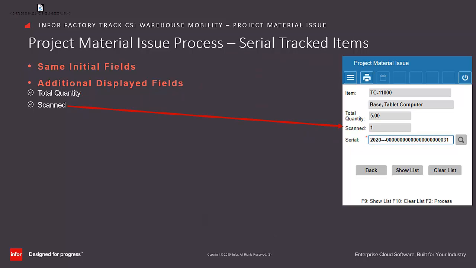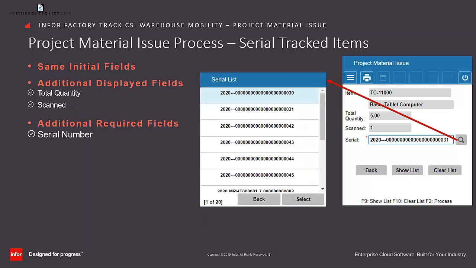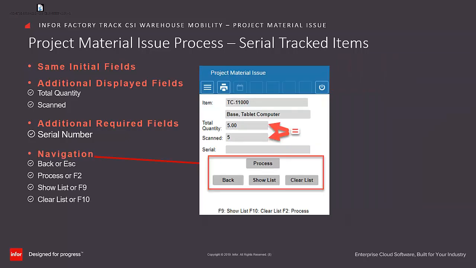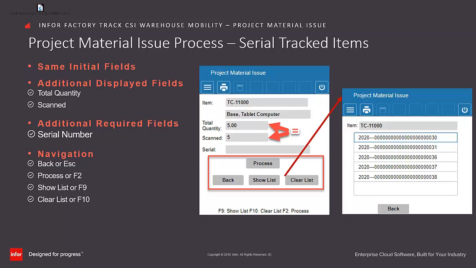The scan quantity field is displayed to indicate the quantity of serial number items that have been captured in the process so far. We then enter, scan, or search and select the serial numbers for the items to be issued. Once the scan quantity equals the total quantity, the processing option is enabled. We click on Process to process the project material issue, or click on Show List to show the list of serial numbers captured in this process. We can also click on Clear List to remove the serial numbers captured in the process so far.